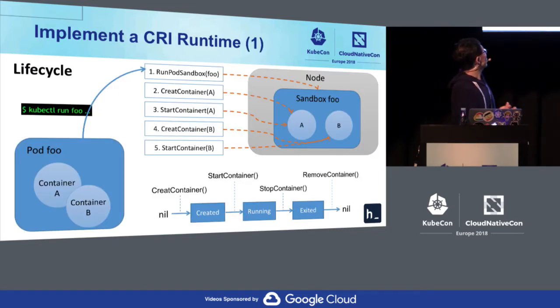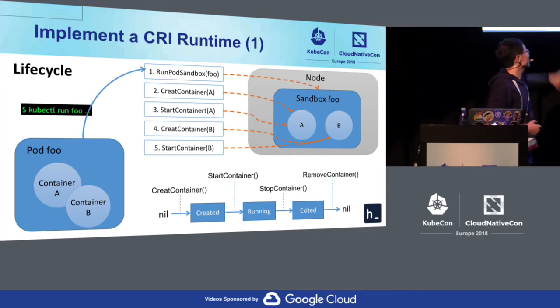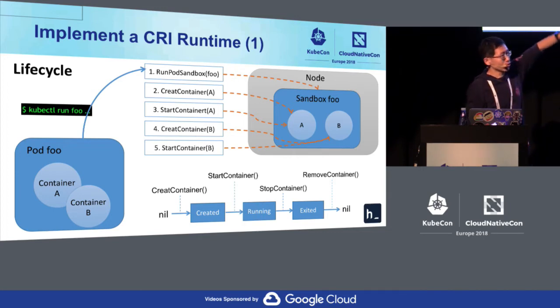And to implement a CRI runtime, that looks not very difficult. When you use kubectl to run something, here is a pod. There are two containers, A and B, inside it. First, it will run the pod sandbox to create the sandbox, and then create container A and start A, and create container B and start B.